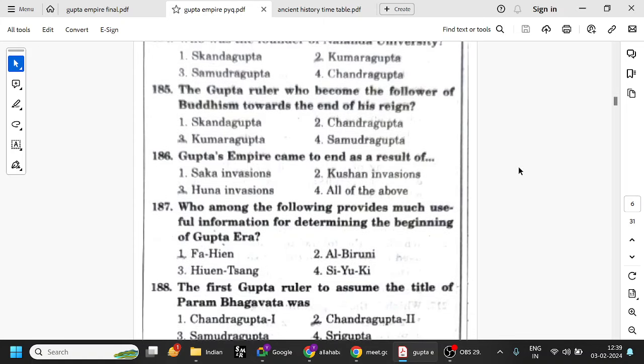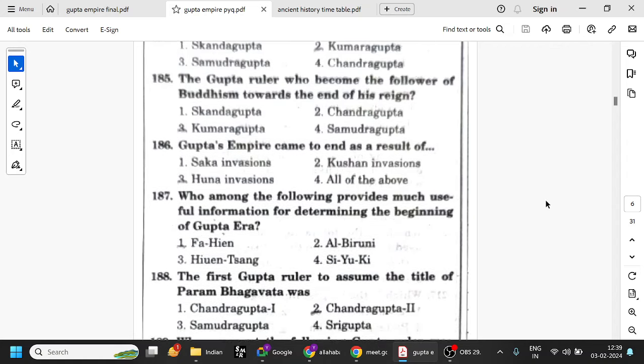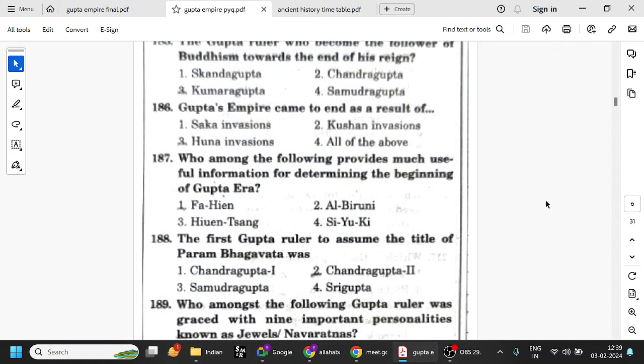So the Gupta Empire came to an end because of many reasons. One of the reasons is the Huna invasions, the Hunas from Central Asia.